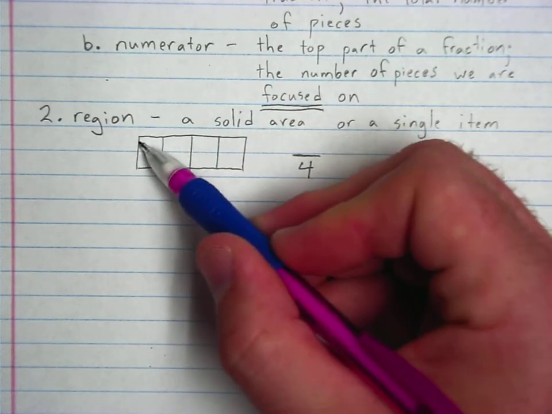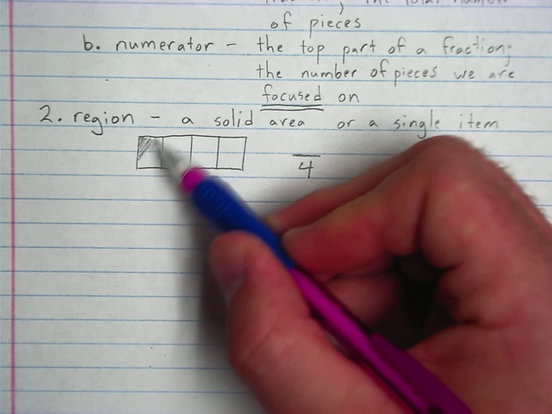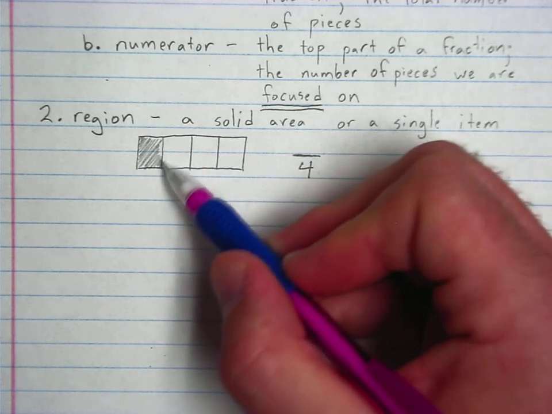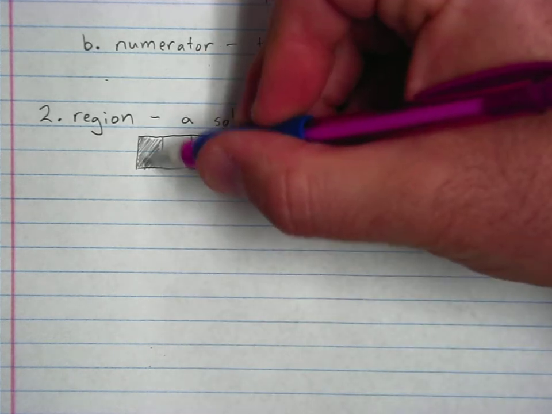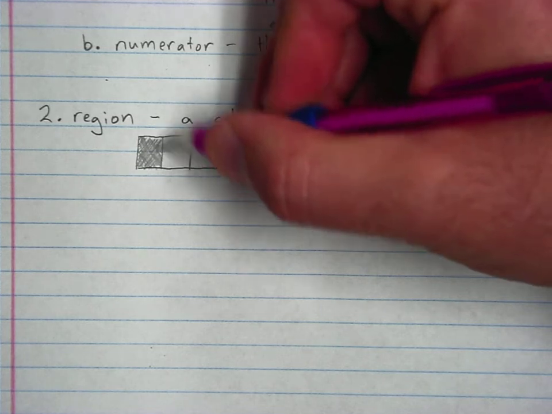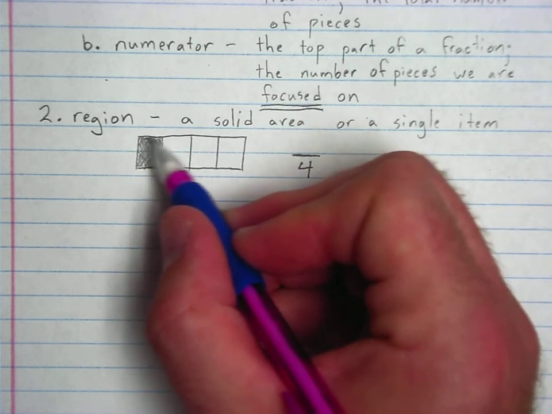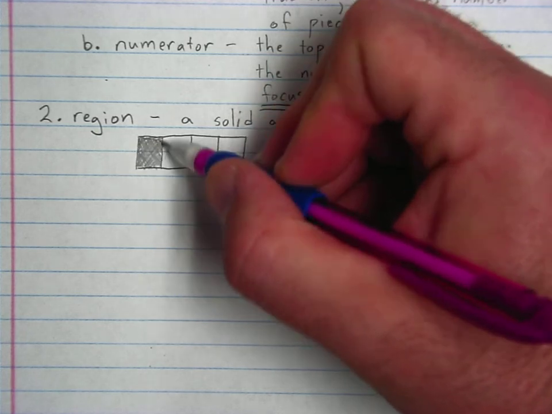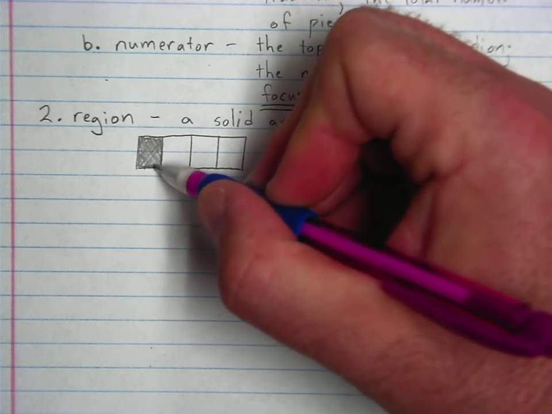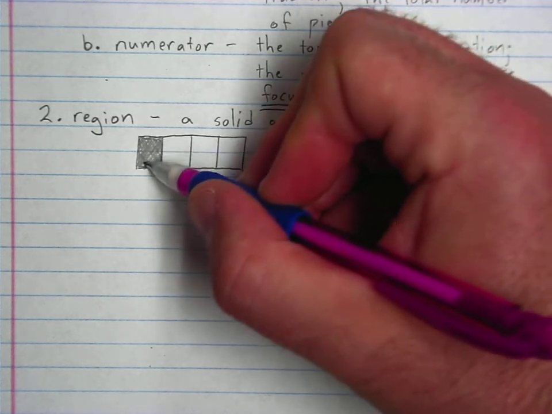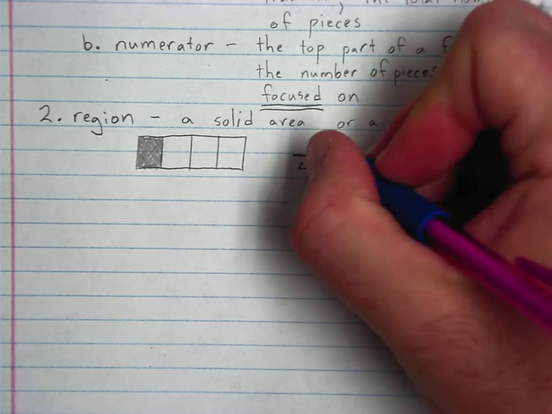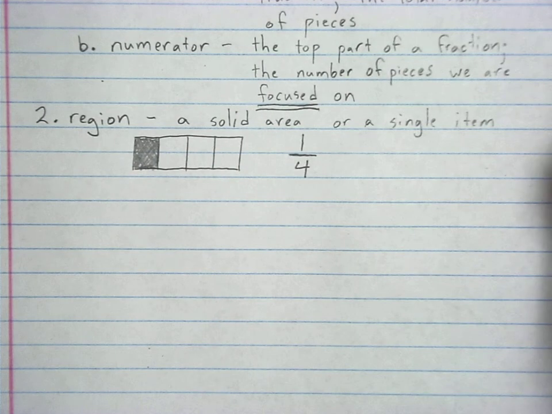Now, if I take one of those pieces and shade it in, do a little lovely cross-hatching there for you folks. Nice. I've only shaded in one single piece. I'm only focused right now on that one piece. So that will be my numerator, 1.